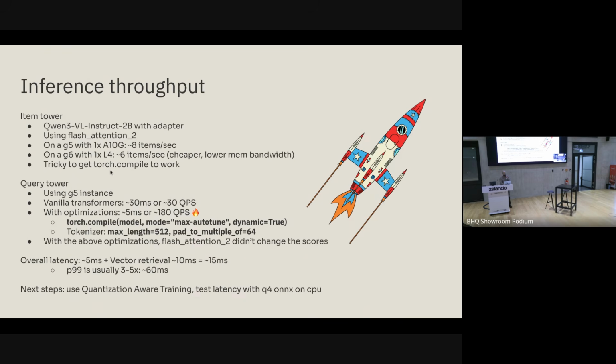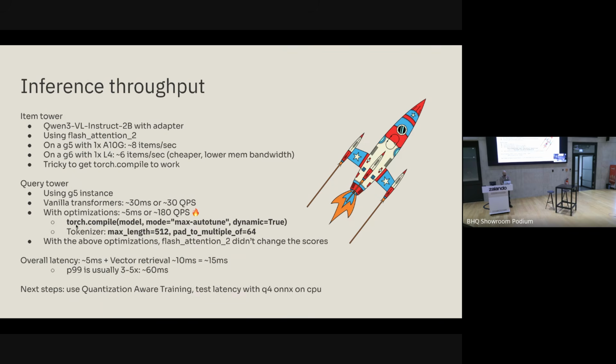And it was tricky to get torch.compile to work. But on the query tower, where we're using the smaller model, if you're using Hugging Face transformers directly without any optimizations, it takes about 30 milliseconds or about 30 queries per second. But with optimizations, we brought that down to 5 milliseconds or about 180 queries per second. So this is for one GPU.